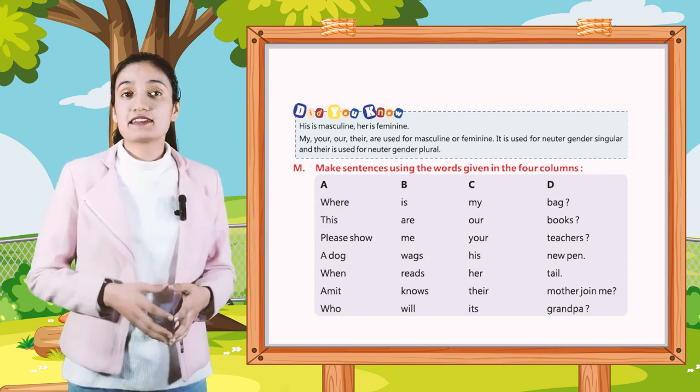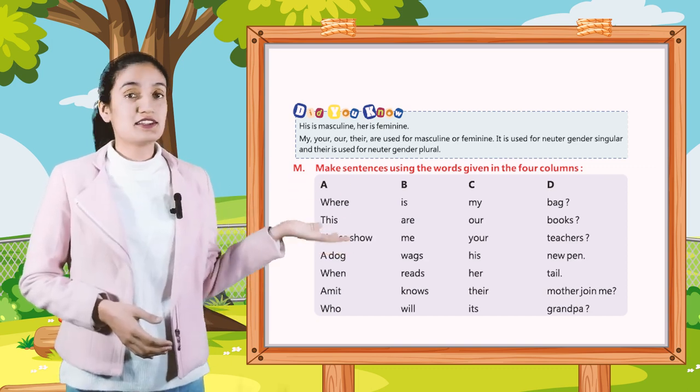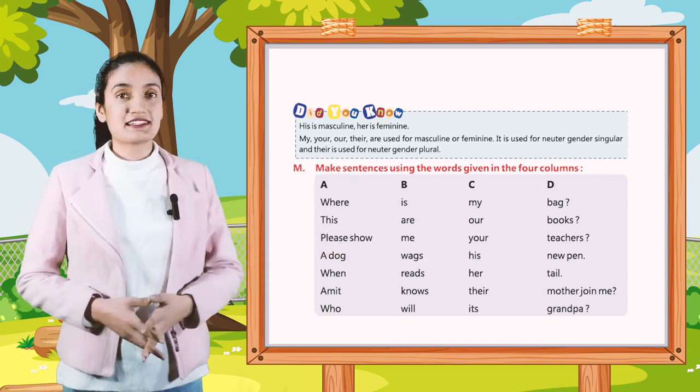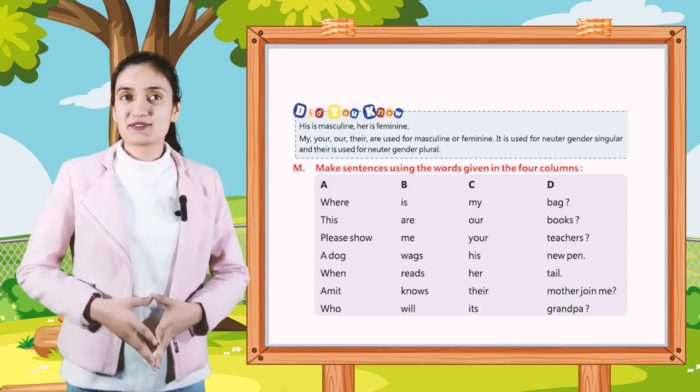M. Make sentences using the words given in the 4 columns. Here are some words given in A, B, C and D. You have to use these words and make sentences from these words.